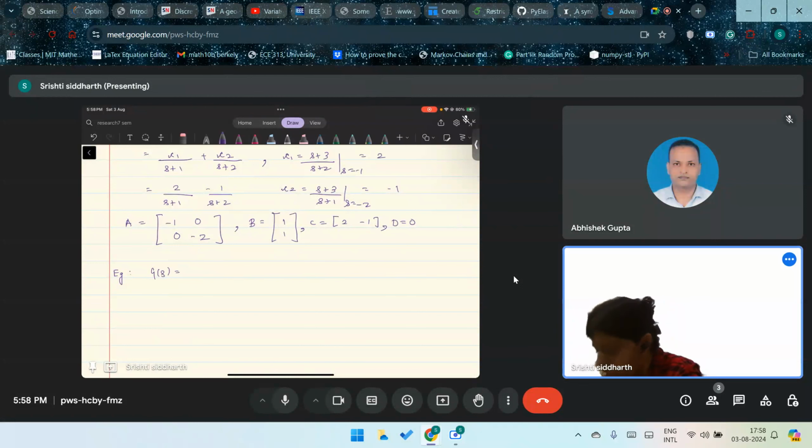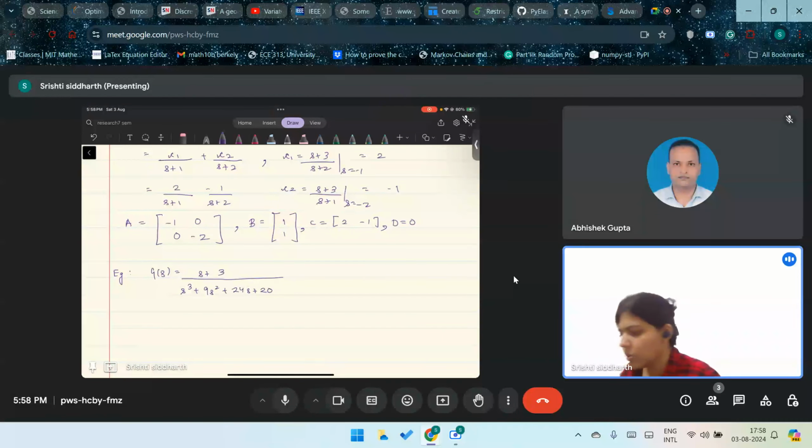Okay, so there's a transfer function G(s). This is (s plus 3) over (s cubed plus 9s squared plus 24s plus 20). Okay, so the question is again, find the diagonal form.